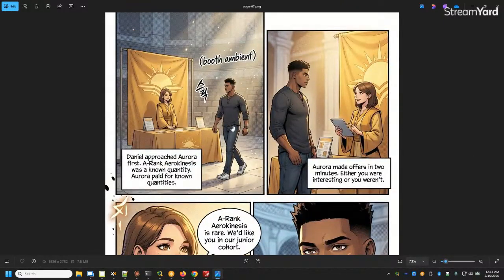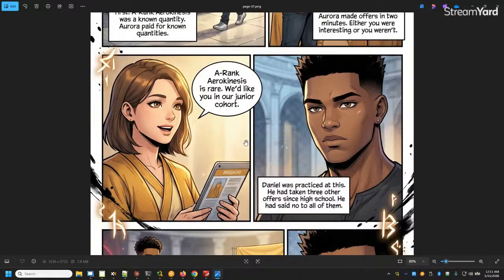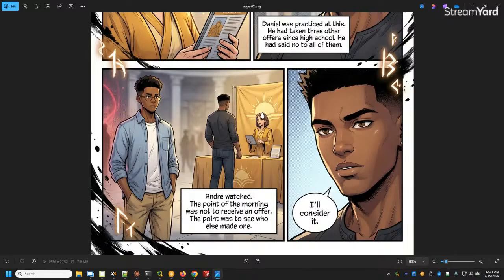And Daniel approached Aurora first. A rank aerokinesis was a known quantity. Aurora paid for known quantities. Aurora made offers in 2 minutes. Either you were interesting, or you weren't. Okay. A rank aerokinesis is rare. We'd like you in our junior cohort. Daniel was practiced at this. He had taken 3 other offers since high school. He had said no to all of them, probably because he wants to be teamed up with Andre and vice versa. Andre watched. The point of the morning was not to receive an offer. Yeah, the point was to see who else made one.